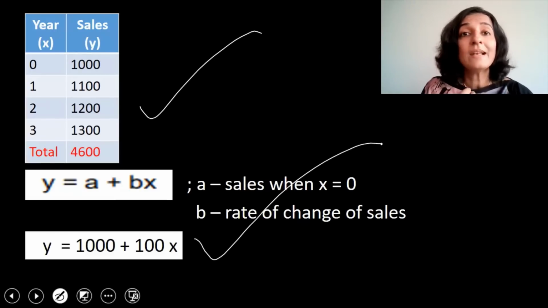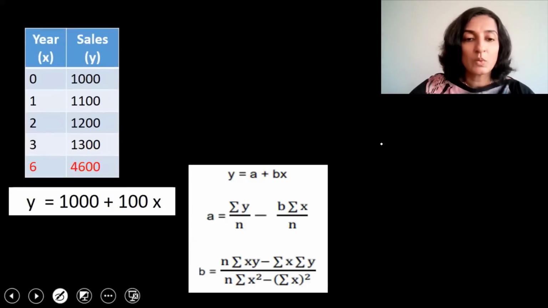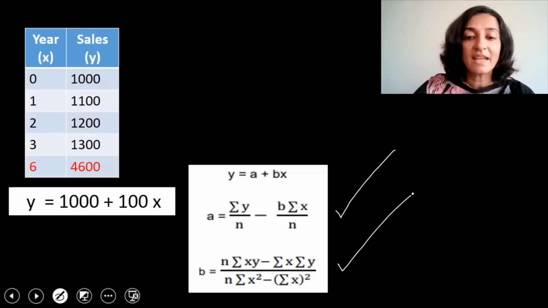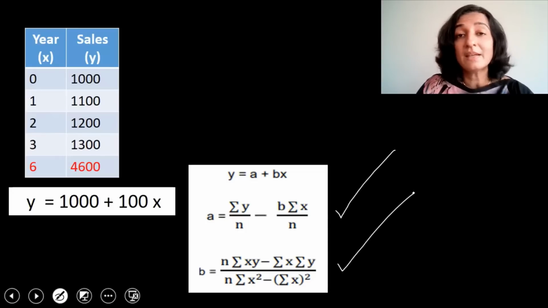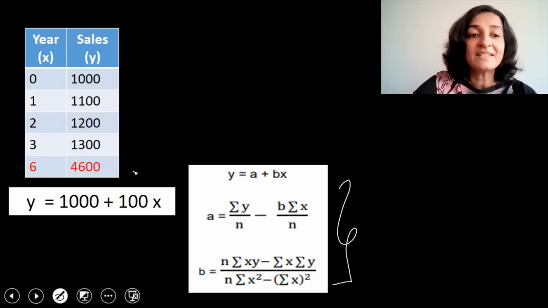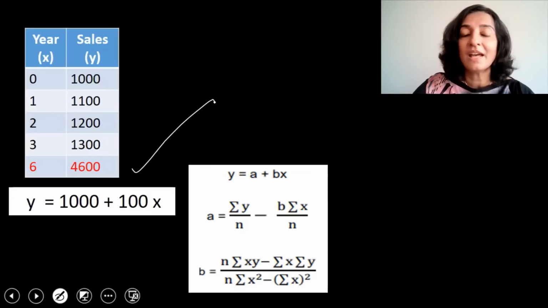So for aiding us or for helping us, we have the formulas for finding the values of A and B. So the formula for A is sigma y divided by n minus B sigma x divided by n. And the formula for B is n sigma xy minus sigma x and sigma y, the whole divided by n sigma x squared minus sigma x the whole squared. Pretty difficult formulas, right? But don't you worry. It is given in the formulae sheet for your performance management examinations. So you do not need to crack your head and learn it by heart. Now what we will do is we will solve for A and B and see whether we get the very same trend line that we have found out.